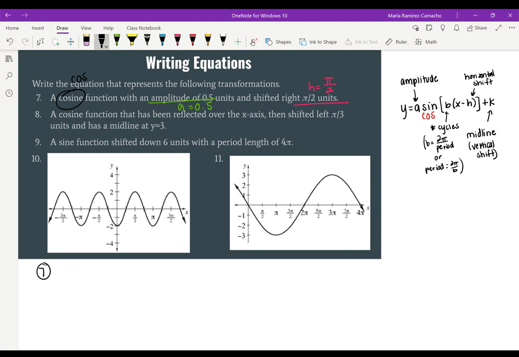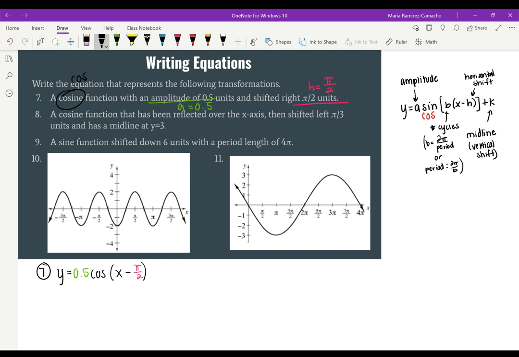So for number 7, our equation is y equals 0.5 cosine (x minus pi over 2). Again, I plugged in a and I plugged in h, but I'm not plugging in anything for b or for k because there was no information given for those.